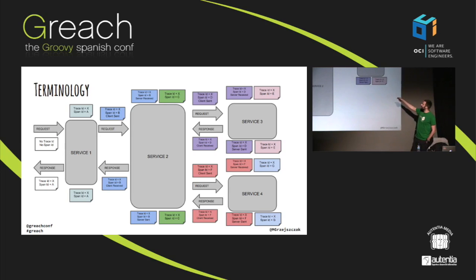As you can assume, I've colored the parts of one span with the same color. So service 2 sends a request to service 3. So a client sent event has been attached.